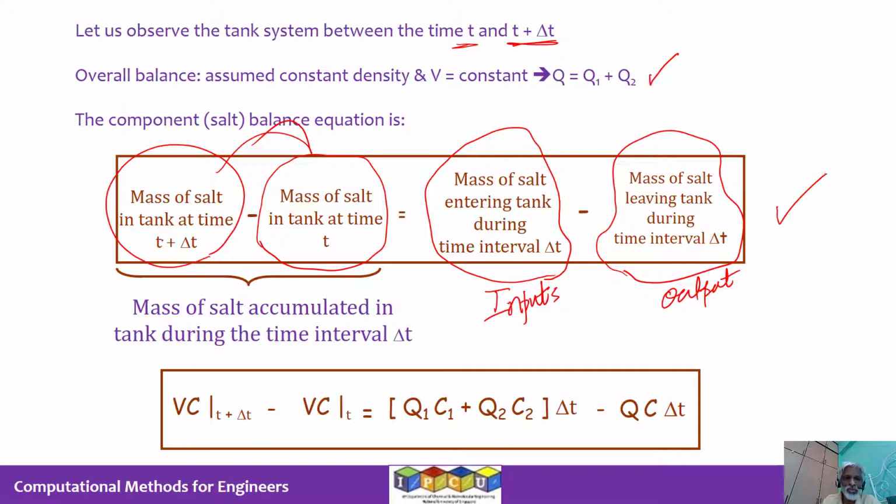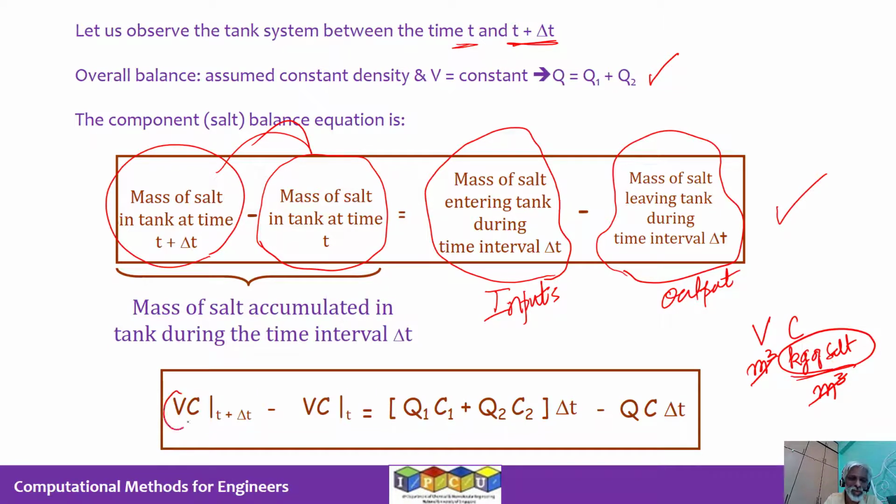So what we do is, what is the mass of salt in the tank at time t plus delta t? Consistent with our definition, V is the volume of the tank contents, so that's in meter cube, and the concentration in the vessel is C. The units are given to be kgs of salt per meter cube. So if you multiply the two, meter cube and meter cube will cancel, leaving you with kgs of salt. So that's the mass of salt.